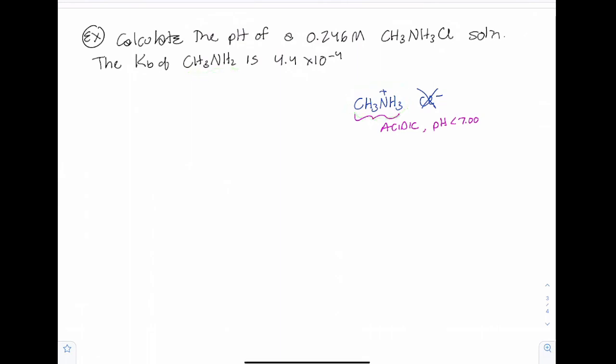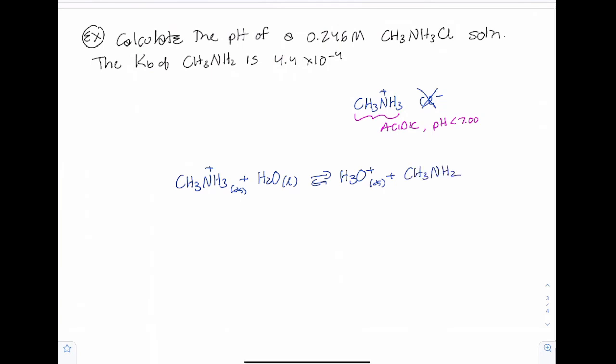And then because it's acidic, I'm going to be writing my acid dissociation equilibrium equation, which we can just do right now. I'm going to take that acid, and react it with water. This is aqueous. I'm going to produce hydronium ions, and then my conjugate base, methylamine.